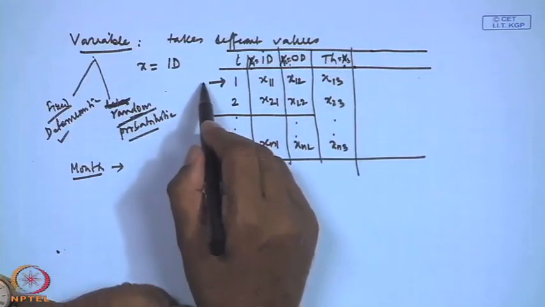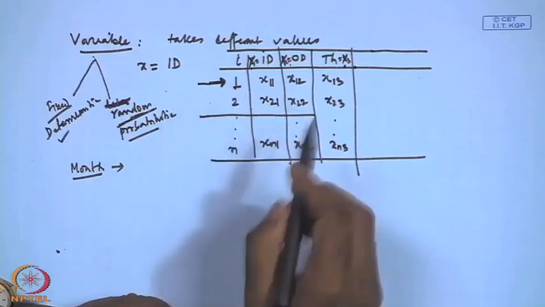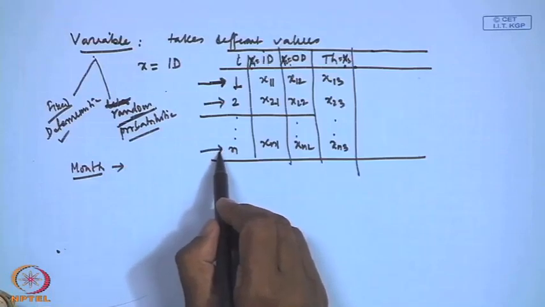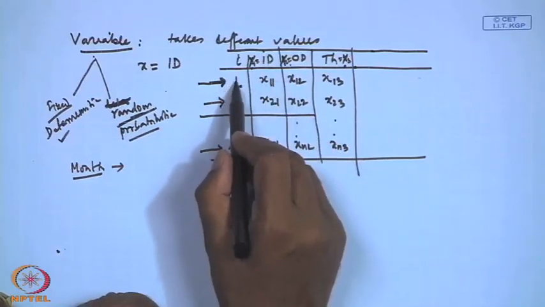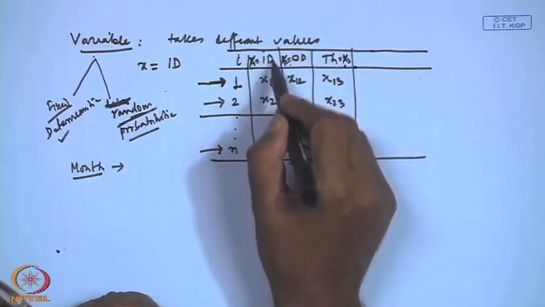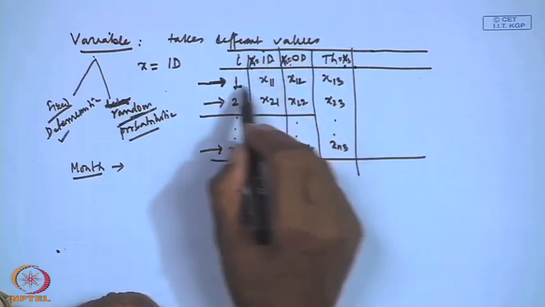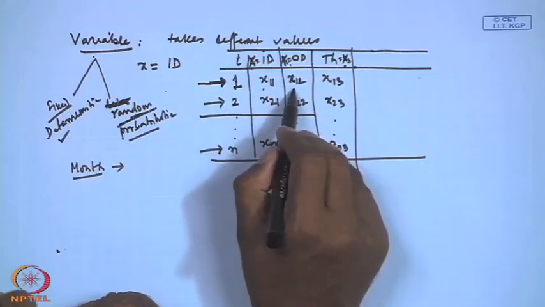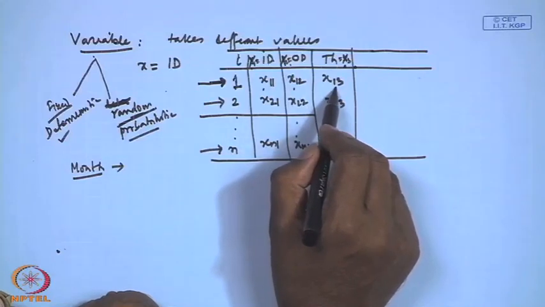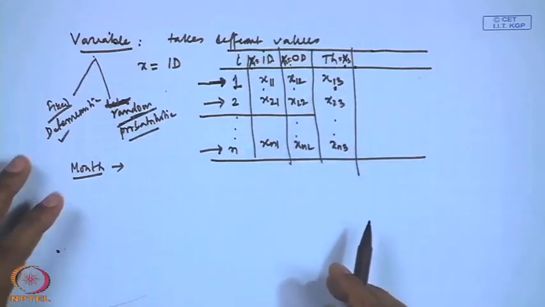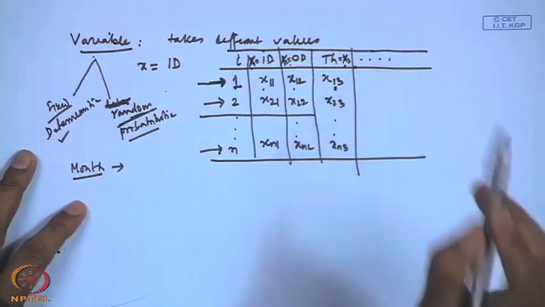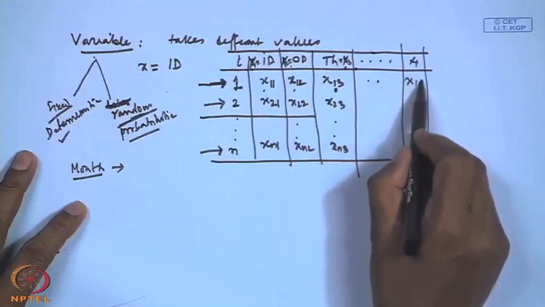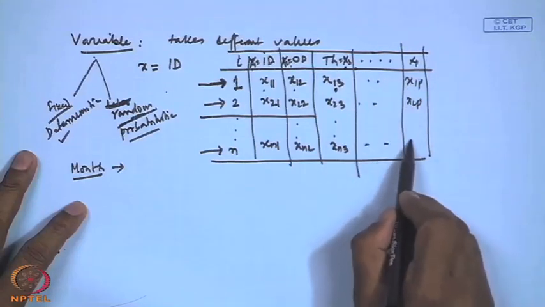Okay, so this is my observation. First one is observation number one. Second one observation number two. Like there is observation number n. And you see in observation number 1, if I consider only ID, that value is x 1 1. If I consider all three together, observation 1 takes values x 1 1, x 1 2, x 1 3. Similarly, if you go on increasing the number of variables up to x p, then here it will be x 1 p, x 2 p, like this x n p.